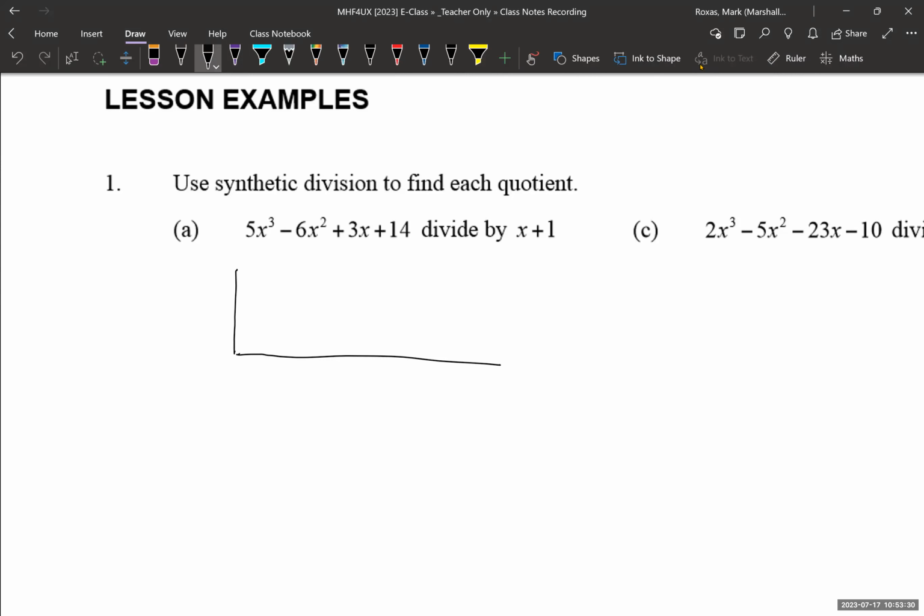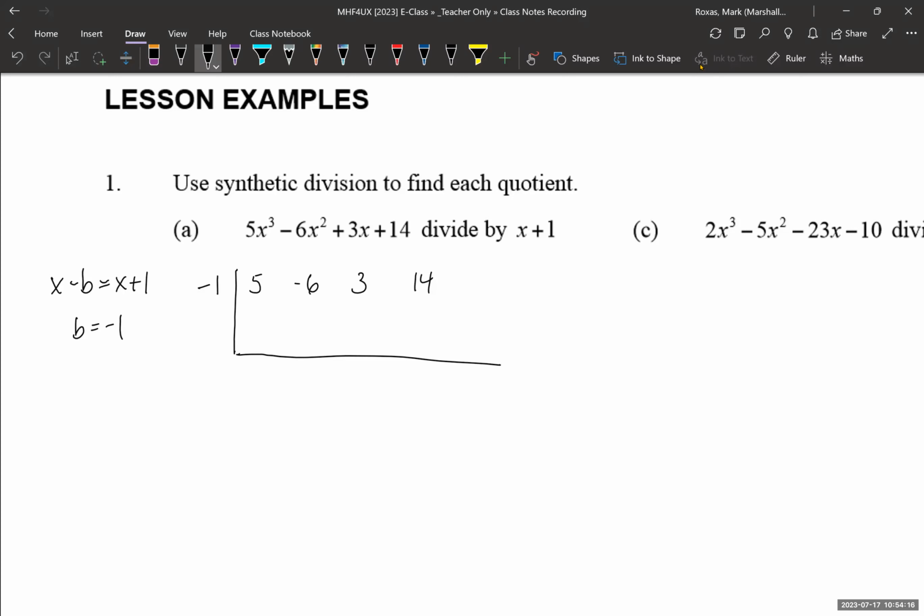So here we have a cubic polynomial starting with a leading coefficient of 5. Then we have a minus 6x squared, so I'll write a minus 6. Then we have a plus 3x, so we write a 3, and then we have a 14. And we are going to write down the value b. So we're dividing by x plus 1. What we're going to put here on the side is a minus 1. Think about that: if we're dividing by x minus b, and x minus b is equal to x plus 1, what is the value of b here? b is then minus 1.